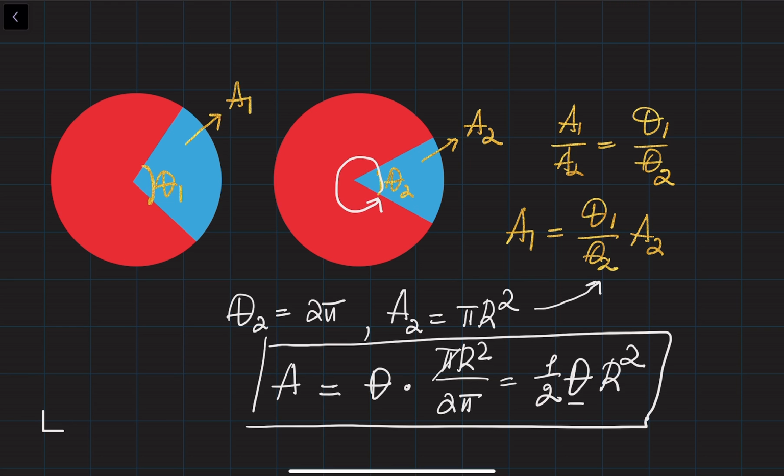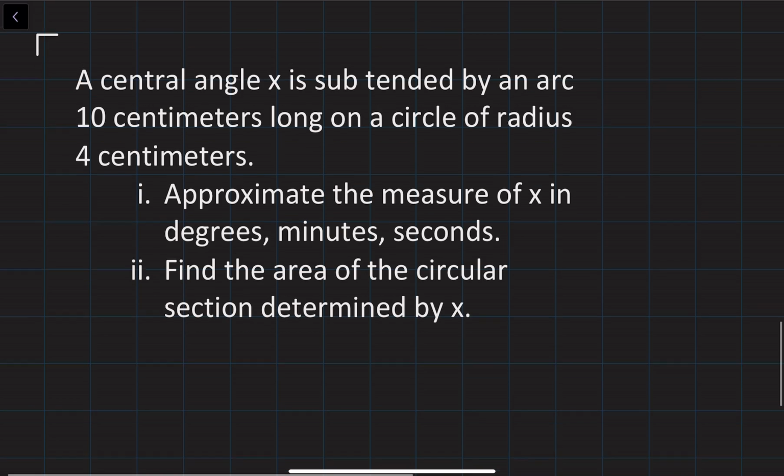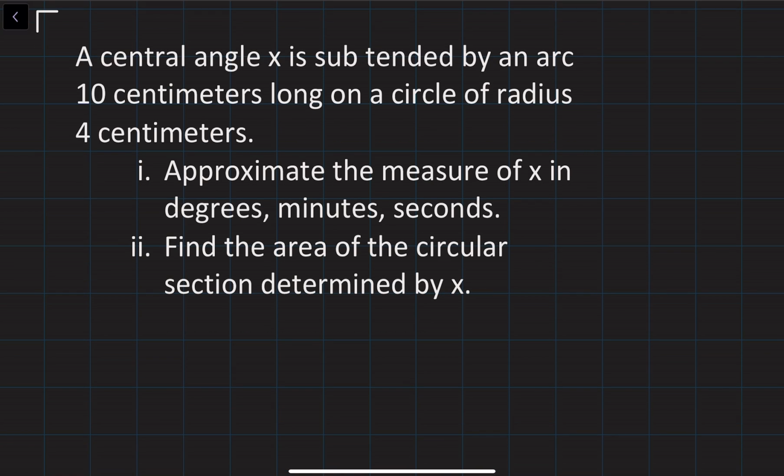So let's do a couple of exercises. A central angle x is subtended by an arc 10 centimeters long on a circle of radius 4 centimeters. So we first of all need to approximate this x in terms of degrees, minutes, and seconds. Then we need to find the area of a circular sector determined by the x.